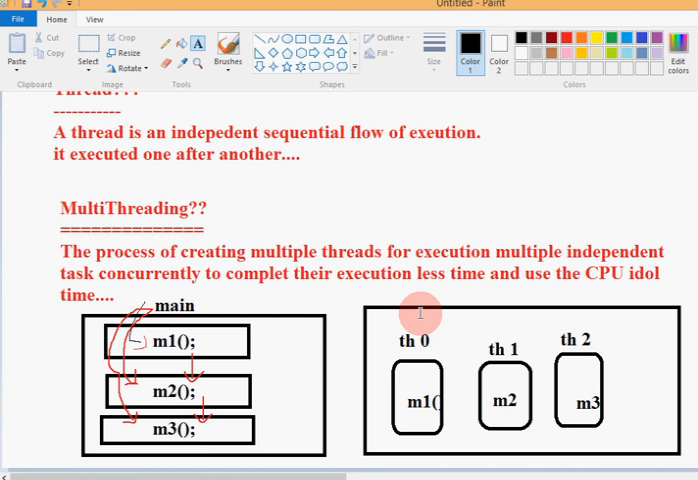If you want to know more about multi-threading, you have to wait for the next video. In the next video I'll explain some more points of multi-threading from different angles. In this video I have given the basic structure of multi-threading.